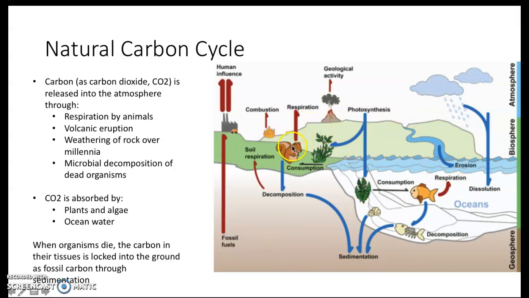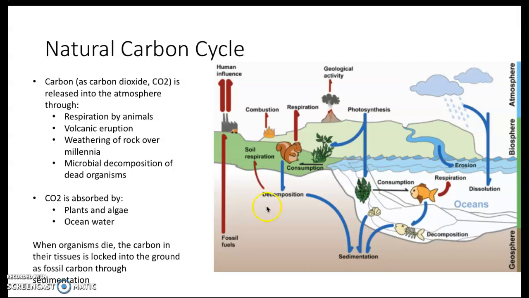First of all, it's released by respiration in animals, both on land and in the water. It's also released through geological activity. That means volcanoes. When a volcano explodes, which they do quite often on this tectonic planet, it releases carbon dioxide into the atmosphere. It's also released in combustion events naturally through wildfires and forest fires. And then it's also released in small amounts by decomposition of dead stuff. And we're going to talk more about dead stuff in the soil in a minute.